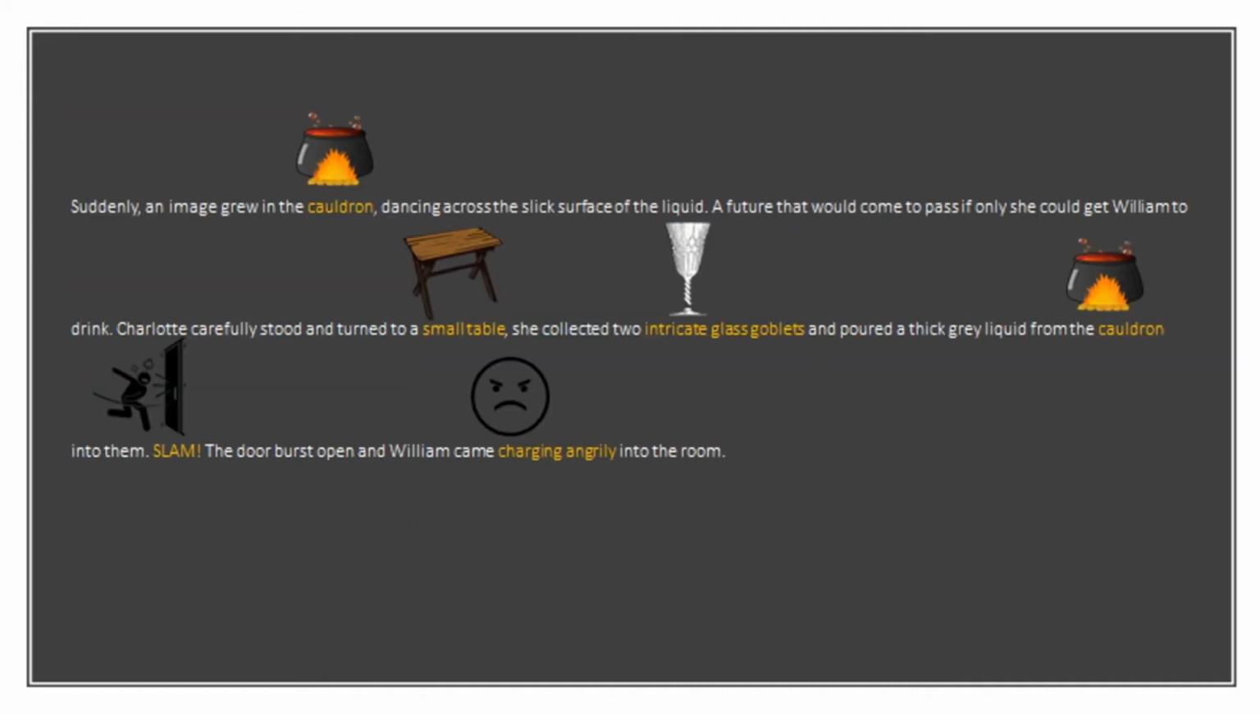Suddenly, an image grew in the cauldron, dancing across the slick surface of the liquid. A future that would come to pass if only she could get William to drink. Charlotte carefully stood and turned to a small table. She collected 2 intricate glass goblets and poured a thick grey liquid from the cauldron into them. The door burst open and William came charging angrily into the room.